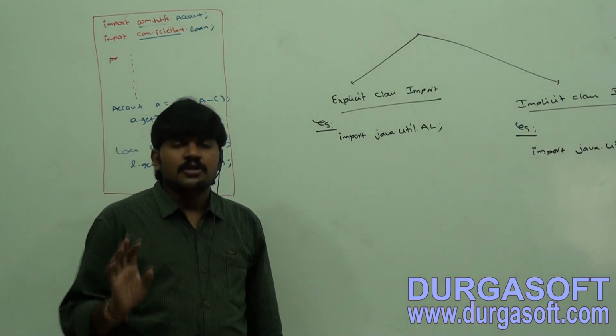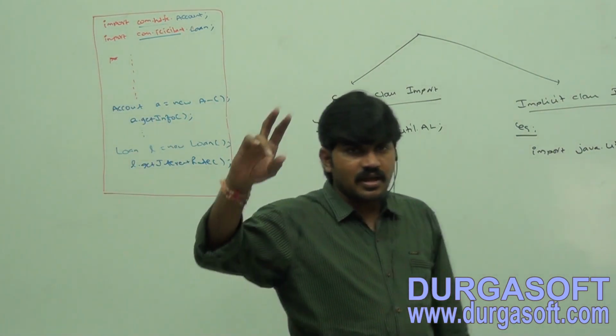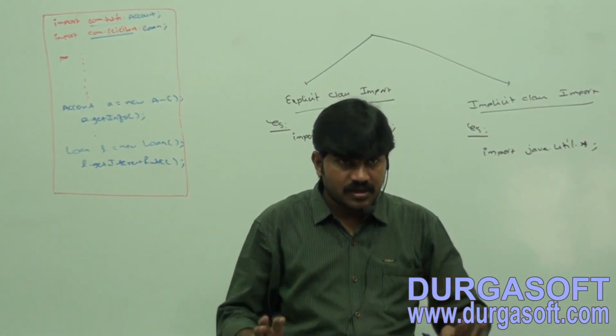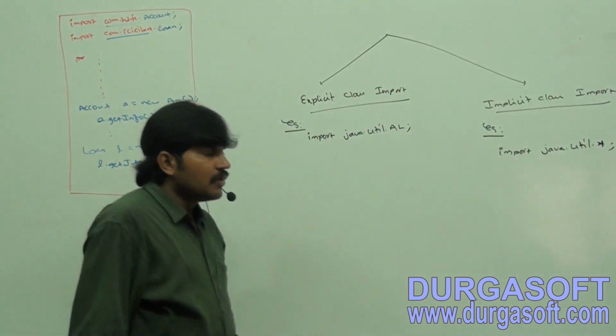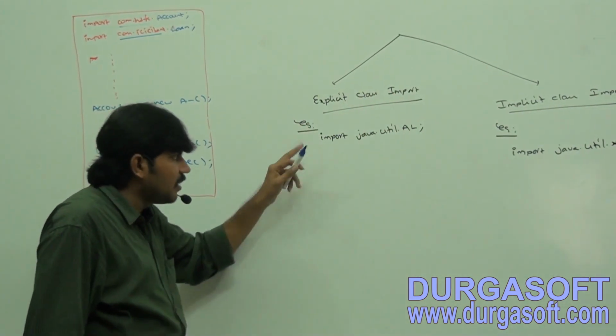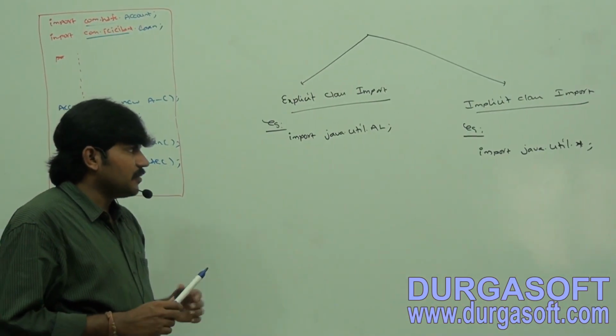Are you able to understand? So how many types of import statements are there? Two types. Which one is recommended to use? Now clarity is there. Okay, at this point, first keep the subheading explicit class import. Under that add an example directly. Example.